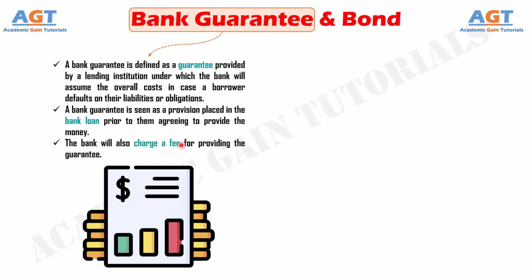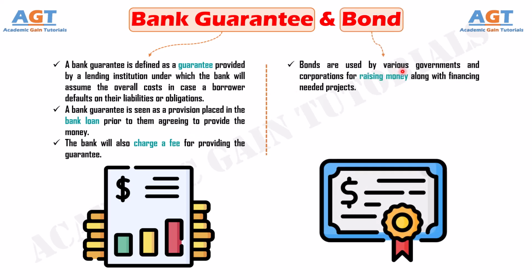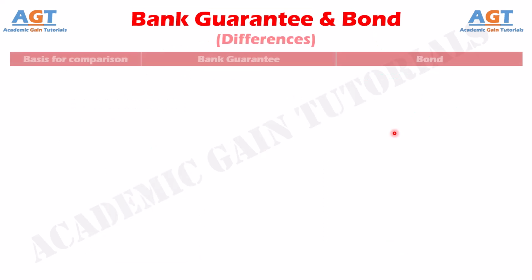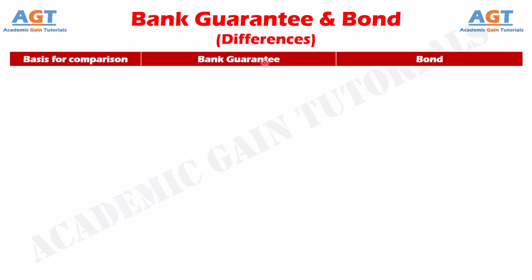On the other hand, bonds are used by various governments and corporations for raising money along with financing needed projects. An investor effectively lends money to the issuer at a certain time and receives coupon payments until the par value is repaid by the party that had borrowed the money. So, let's look into the basic differences between bank guarantee and bond in a tabular form.